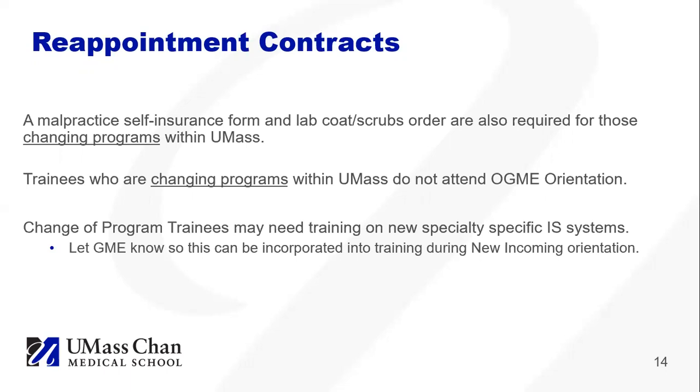So along with reappointment contracts, a malpractice self-insurance form and lab coat and scrubs order are also required for those changing programs. So if you're going from internal medicine to cardiology, you need a new malpractice form because the malpractice rider you're under still says internal medicine. If you're in cardiology, you get a different kind of rider. So they will need to fill that out. Again, that's the information that I collect off of my spreadsheet. Reach out to the trainees directly. If you know of anyone that's changing programs, make sure you send them that.